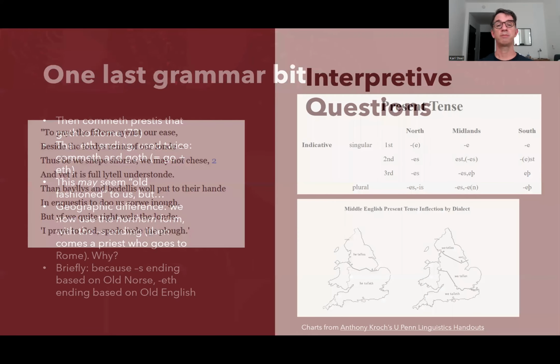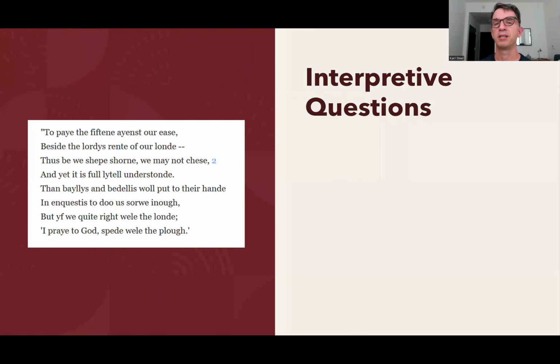Okay, and then some interpretive questions. I misspelled "interpretive." It just looks wrong to me. So here's a stanza: "To pay the fifteenth against our ease, besides the Lord's the rent of our land, thus by we shape shorn we may not choose, and yet it is full little understood. Then bailiffs and beadles will put to the hand an inquest to do us sorrow enough. But if we reach well the land, we pray to God, speed well the plough." You know, plough. Okay, hard to keep that rhyme in my head.